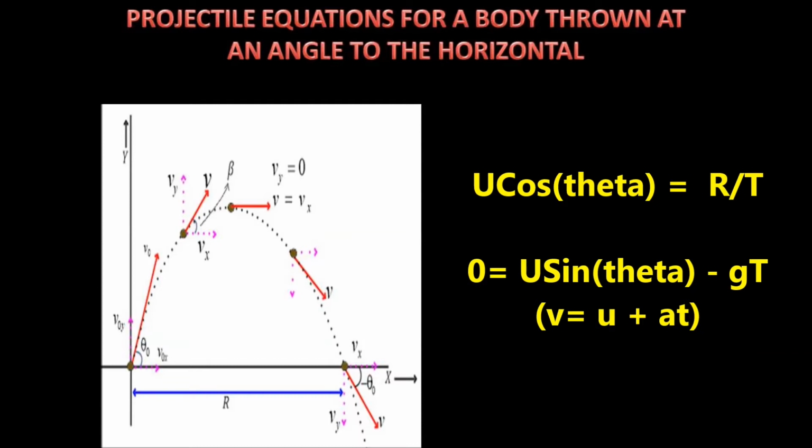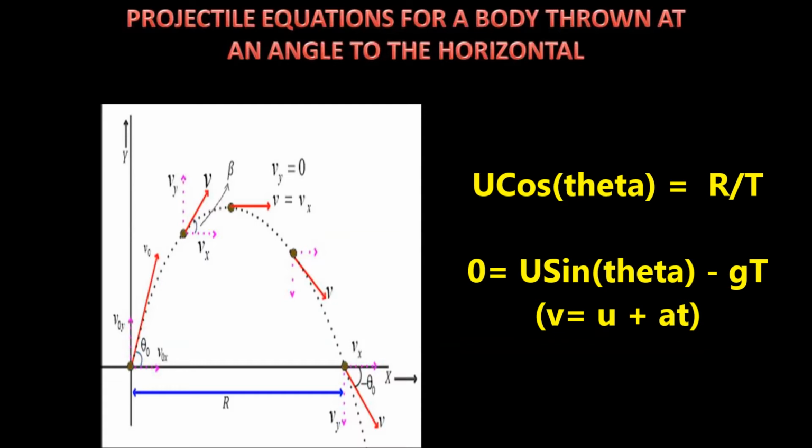Then we have v in the vertical direction. What will be v? 0. Only in the vertical direction. In the vertical direction, the initial velocity is u sin theta. So we have the equation v is equal to u plus at. So v is equal to 0 is equal to u sin theta minus gt.